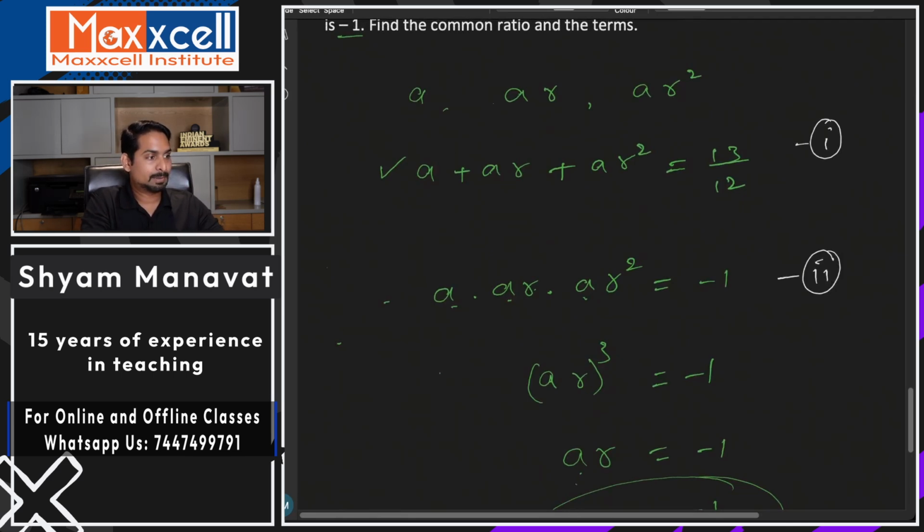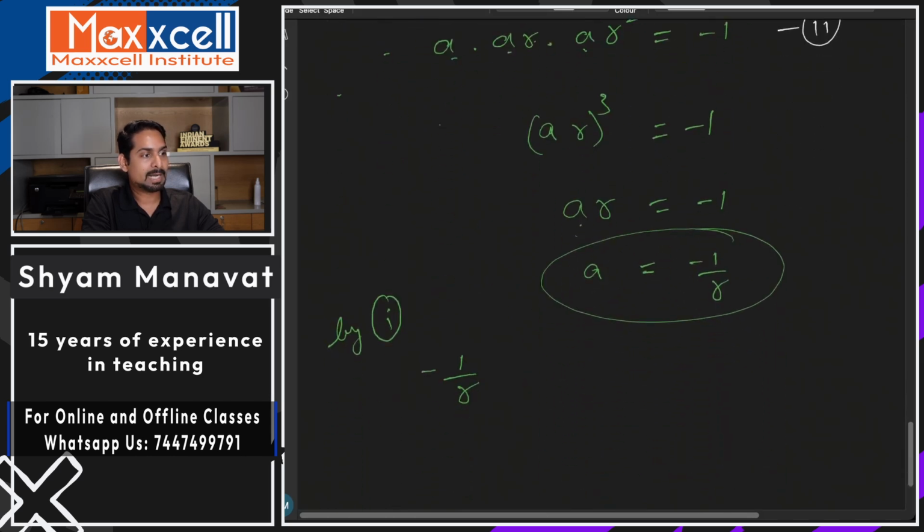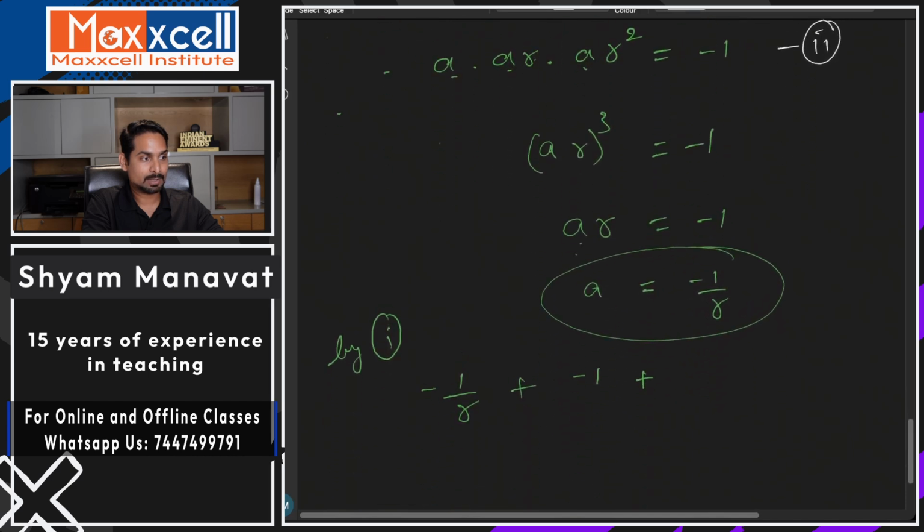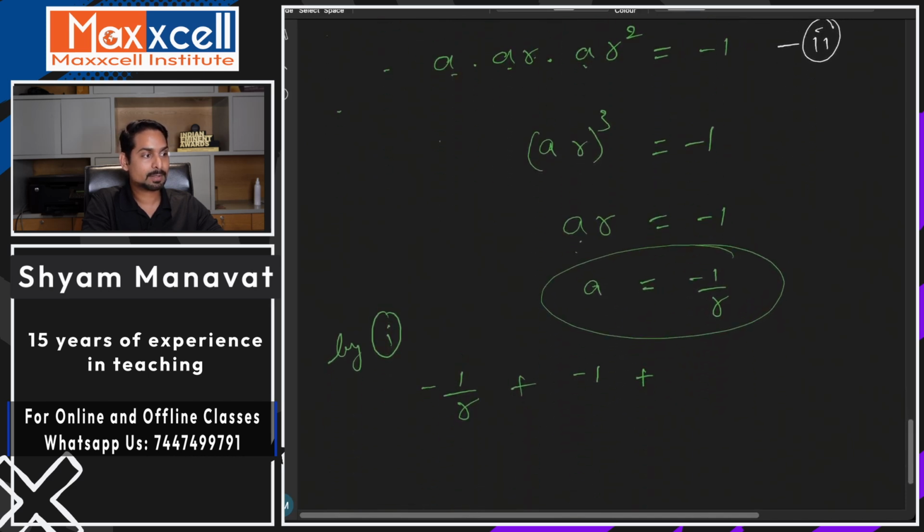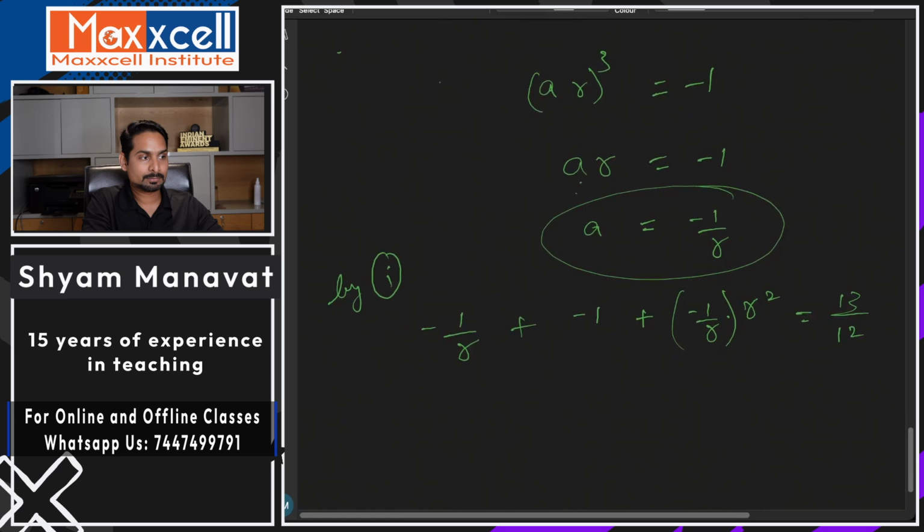A plus AR square, we got minus 1 upon R plus R square, with A as minus 1 upon R into R square. That is equal to 13 by 12. Simplify this: minus 1 upon R, the minus sign stays as it is, and R cancels with R square, leaving minus R equal to 13 by 12.